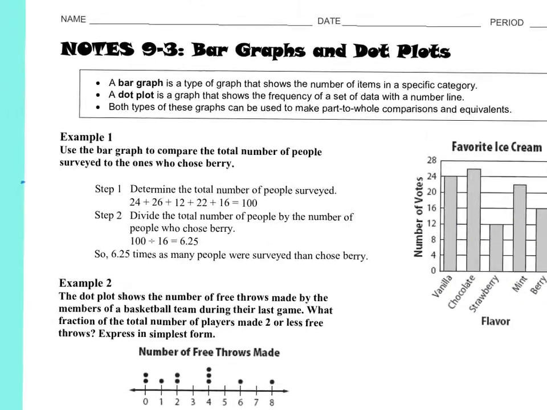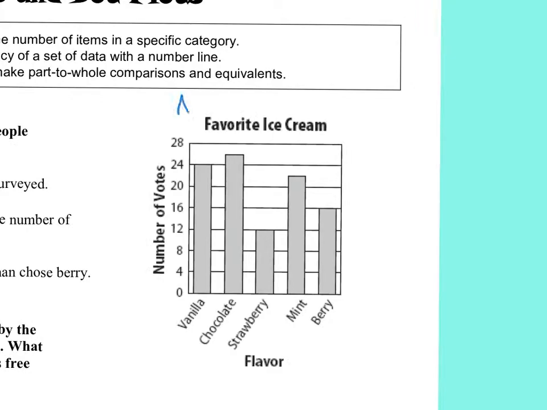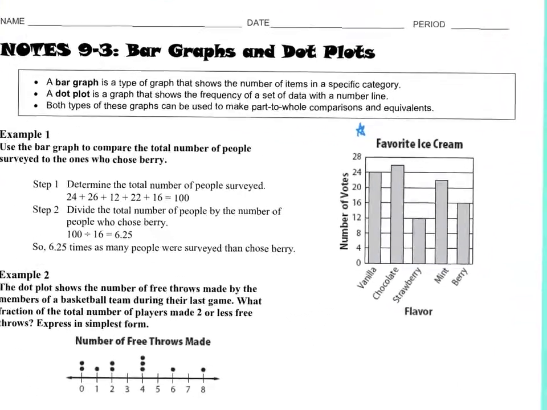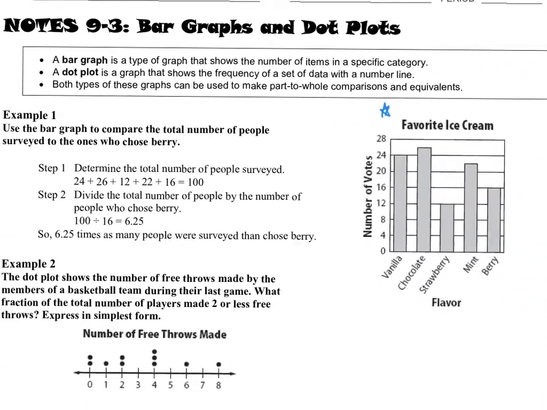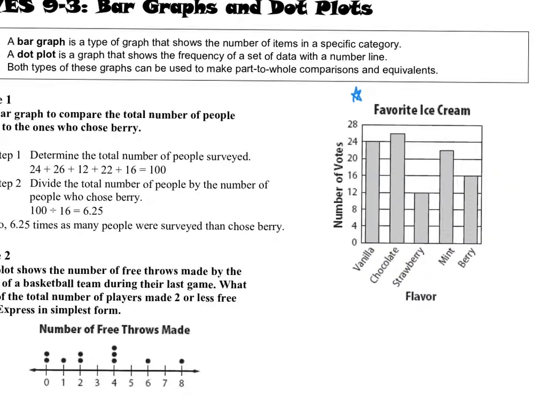A bar graph is a type of graph that shows the number of items in a specific category, and it looks like this. Y'all seen that before. I don't know if y'all seen dot plots though. A dot plot is a graph that shows the frequency of a set of data with a number line. So they'll give you a number line, and they will show the data with those dots. Both types of these graphs can be used to make part to whole comparisons.